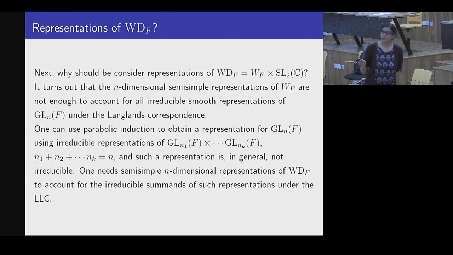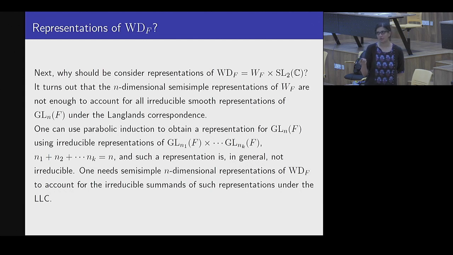So the local Langlands correspondence is basically a bijection between irreducible smooth representations of GL_n(F) and the semisimple representations of WD_F. Why WD_F? To establish this bijection, it turns out that the semisimple representations of W_F are not enough to account for all the irreducible representations of GL_n(F). We need to expand this. So one issue is one can look at parabolic induction.